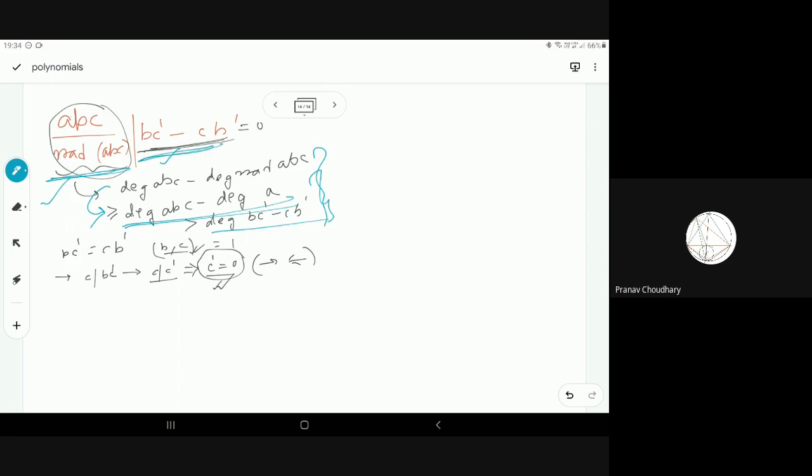In that case you have BC dash equals CB dash, so C must divide BC dash, but again you know that B and C cannot have any factors in common, right? So C must divide C dash, which again is a higher degree polynomial dividing a lower degree polynomial, so that gives you C dash must be zero. So C must be constant, and similarly you can get that the others are also constant. Yeah, and that is a contradiction. ABC were obviously non-constant.